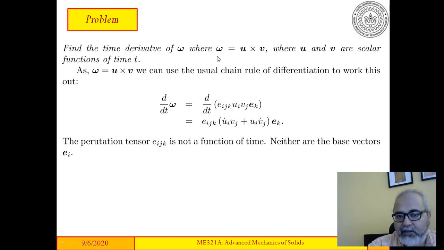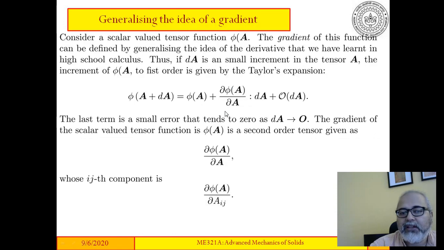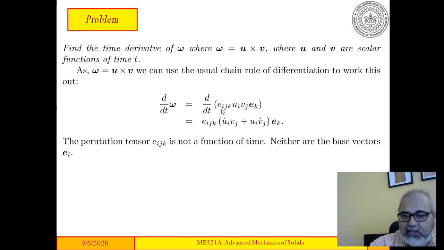That's pretty easy to do. We first write this equation in indicial notation and then take d/dt of that, remembering that epsilon_ijk and e_k, these things are fixed and they are not affected by the d/dt outside. That's what we did. Now we get into slightly more complicated territory.